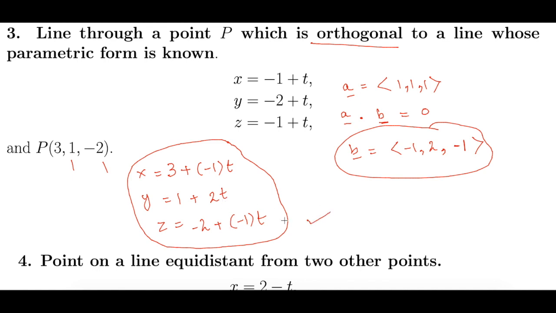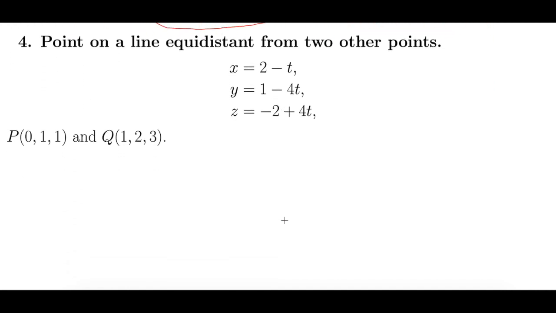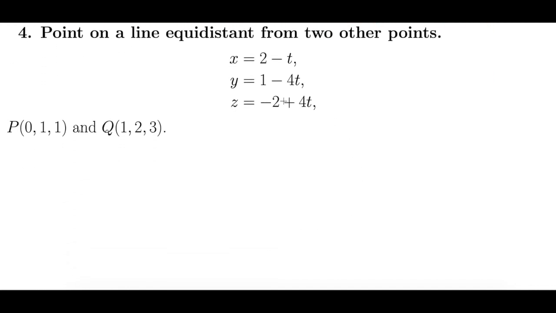Now we are interested in a point on a line which is equidistant from two other points. We want to find a point on the line which has the same distance from this point and this point. So the situation is something like this. We have this line, and this is one point, P, and this is Q. We want to find maybe this point whose distance to P and distance to Q are equal. So for example, this distance is D, and this distance is D too. Okay, so we are interested in this point.